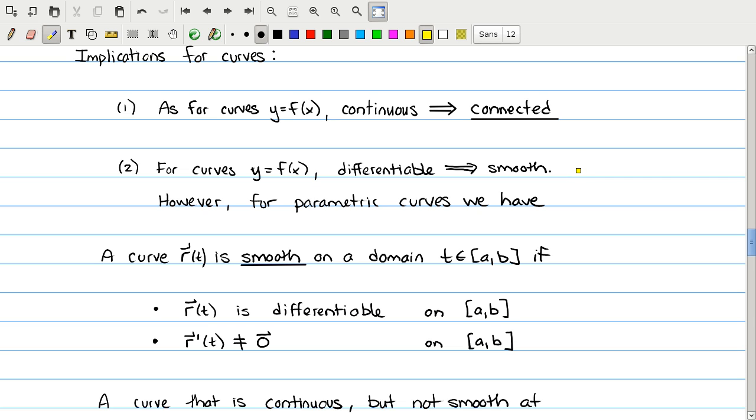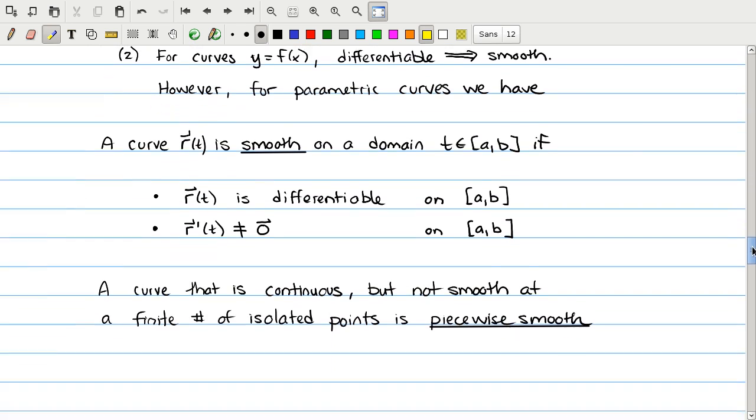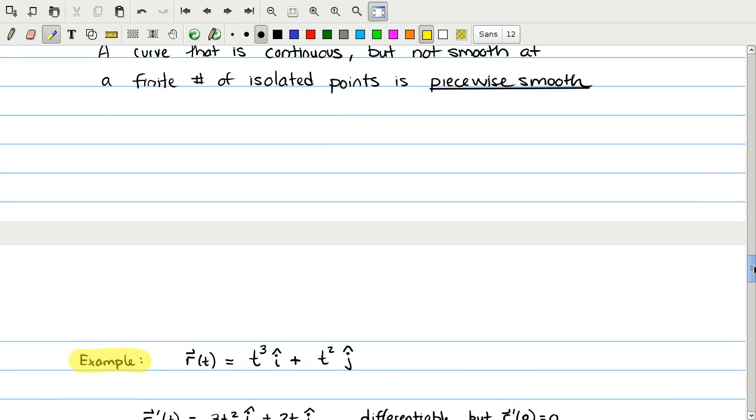We'll show this with an example, but in order to call a curve smooth, we actually now have, for a vector function, two requirements. We require that r of t is differentiable, and that r prime of t does not equal 0 anywhere on the curve, the section of curve, within that parameterization. And if we have a curve that is not smooth at some point, but smooth everywhere else, then we call the whole curve piecewise smooth. We'll do an example to illustrate these terms.